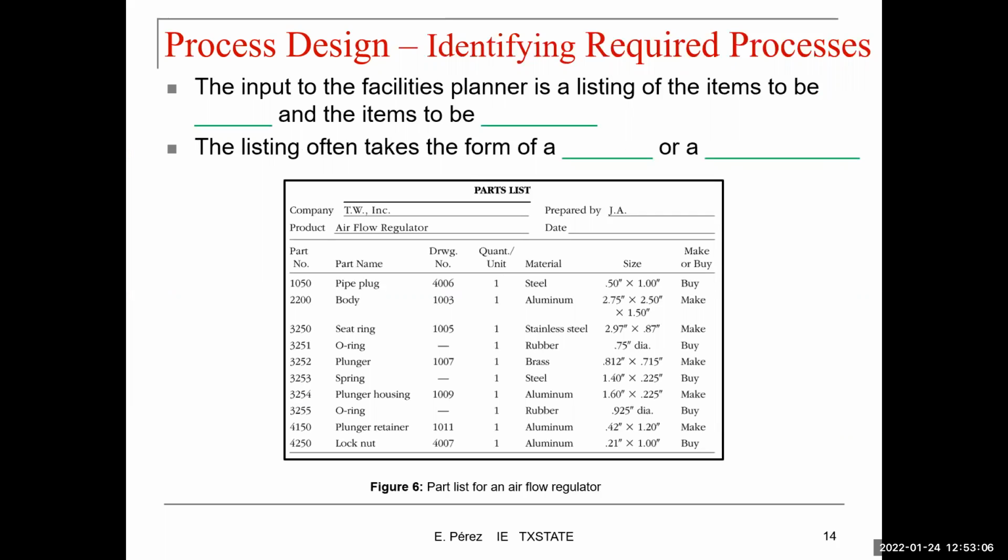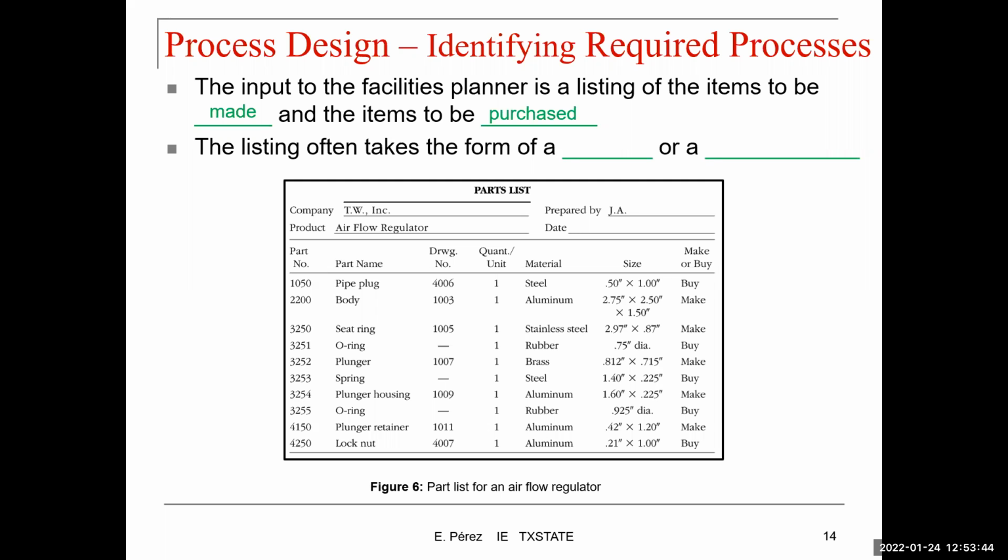In terms of the input to the facilities planner, what do we need as facilities planner in order to design the facility? We need a list of the items to be made and the items to be purchased. Okay, so we need both information. Items to be made because we need to design for the manufacturing piece of those items, and the items to be purchased because we also need to plan for space to store them and also to move them through the manufacturing floor.